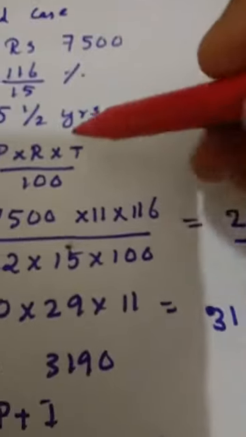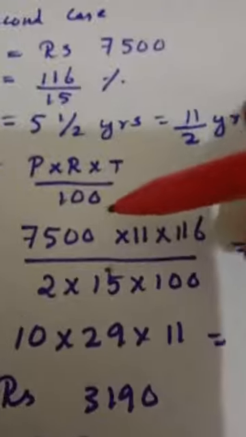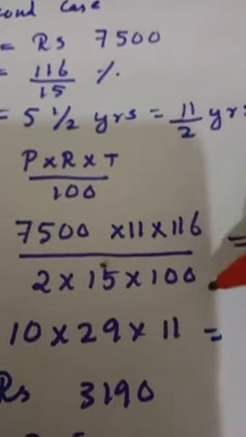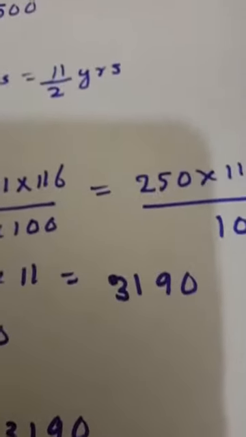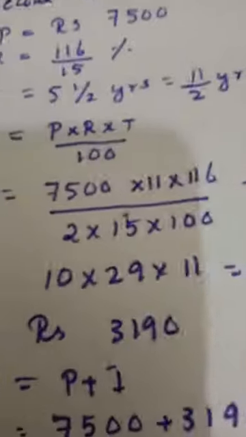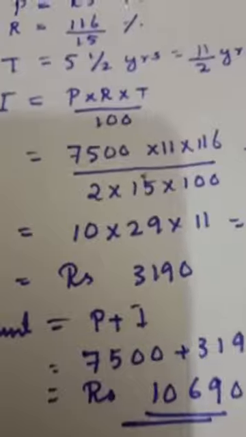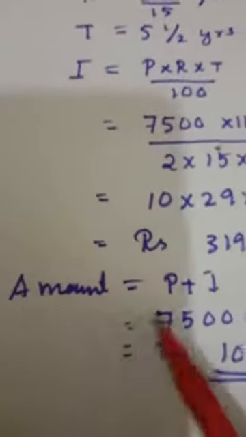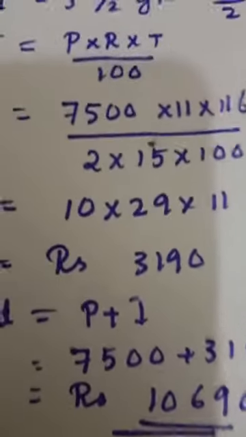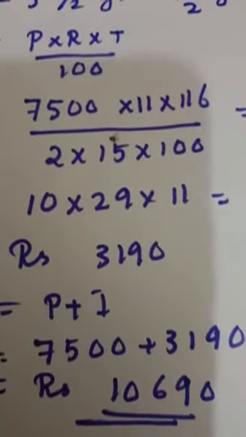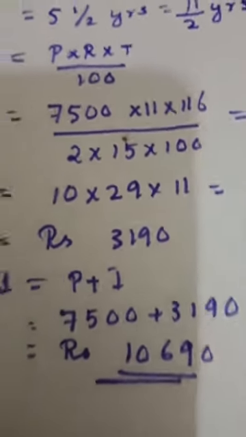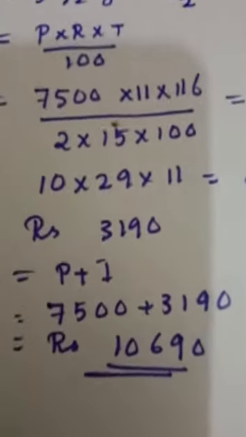3190. Otherwise you can cancel here itself. Okay, this 2 0 and 0 like that. Anyway, the answer is 3190. So our interest is 3190. So what is the amount? Principal plus interest. So 7500 plus 3190.